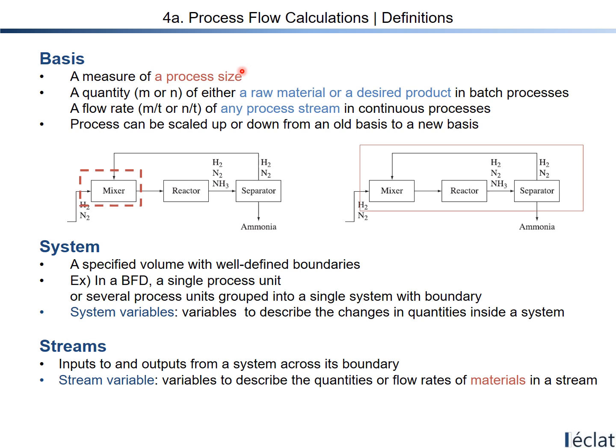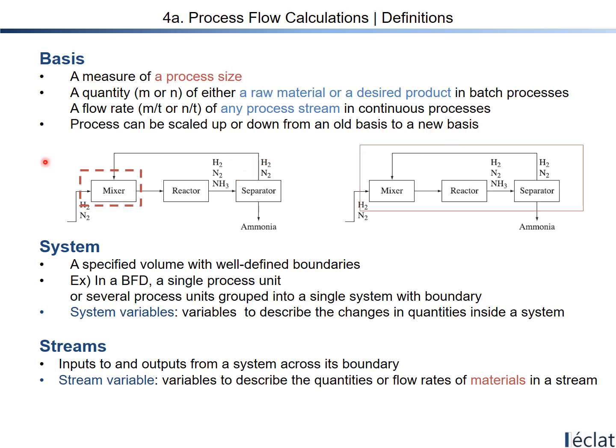The process size is quantified or determined by a quantity, mass or moles, of either a raw material or a desired product in batch processes. Or, in the case of continuous processes, you should use a flow rate like kilogram per second or moles per hour of any process stream. A process can be scaled up or down from an old basis to a new basis.